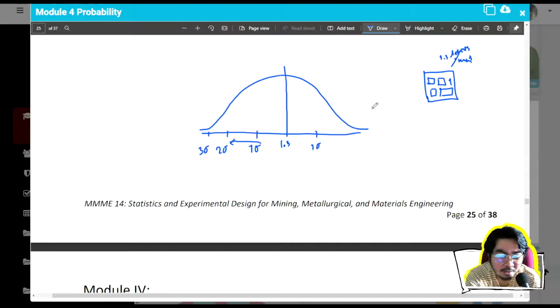And this standard deviation also has a value. Based on experiments, you can actually compute this. So, let's just say I'll just do standard deviation. So, something like that.